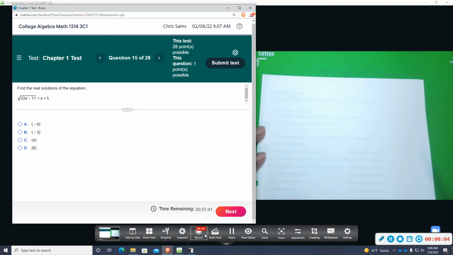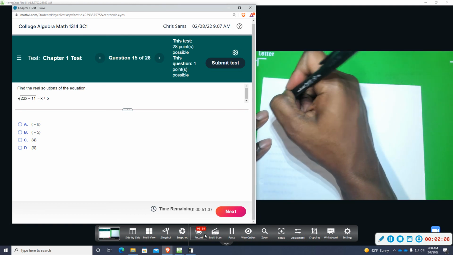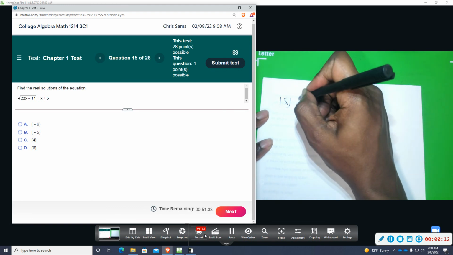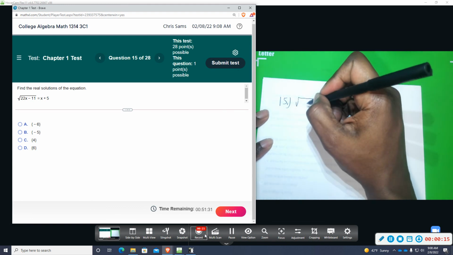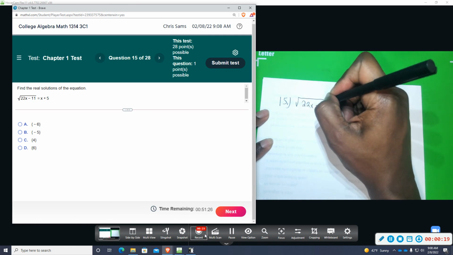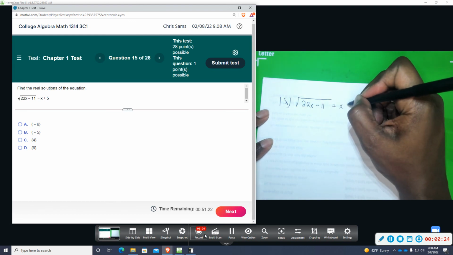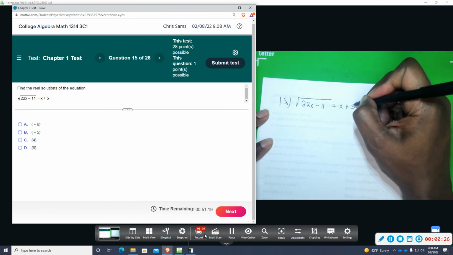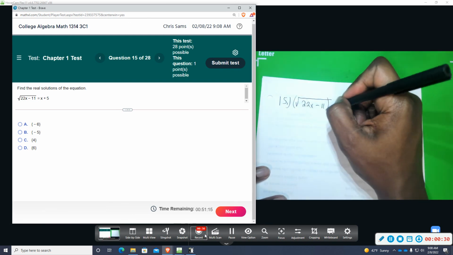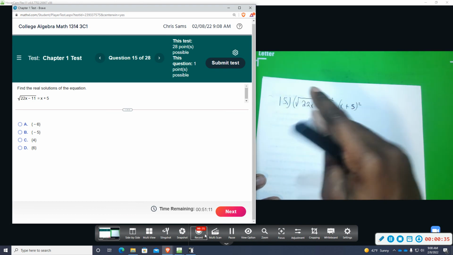Number 15. We're just going to solve and find the solutions. We have the square root of 22x minus 11, and that equals x plus 5. Okay, we're going to square both sides to get rid of the square root. Squaring a square root will get rid of it.